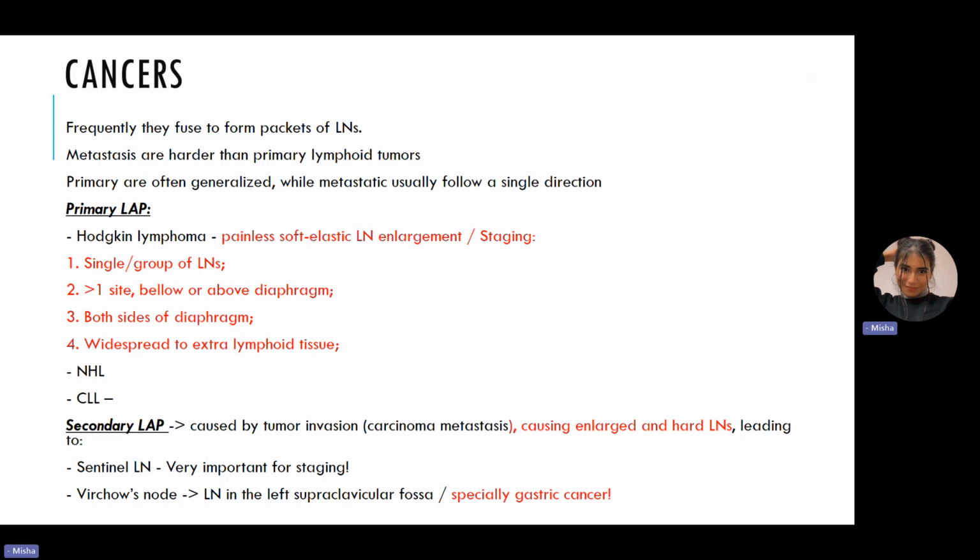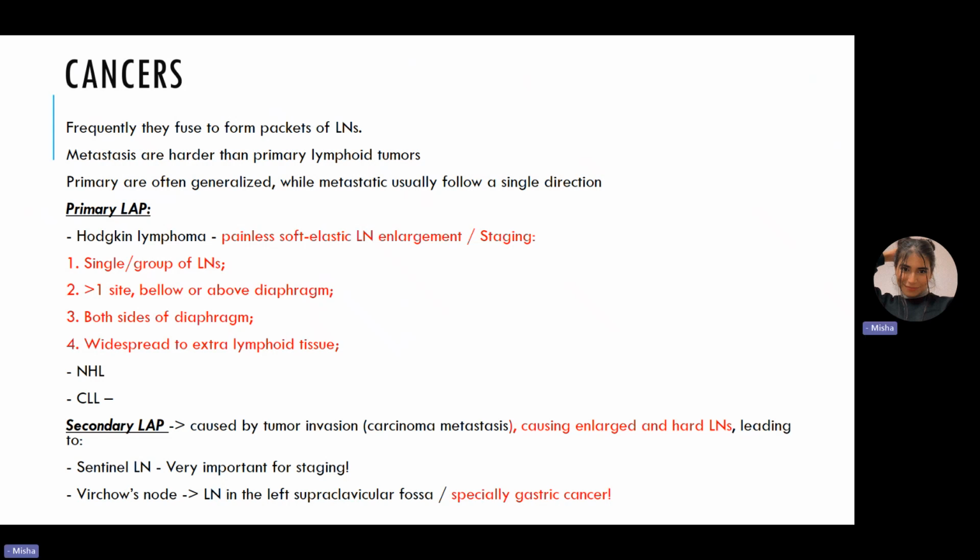And in metastasis, the lymph nodes become much harder than in the case of primary lymphoid disease. Primary are often generalized, like when there's a primary infection, for example, if we're talking about Hodgkin's lymphoma, as I've given an example over here, those are often generalized, while when we're talking about metastatic, they are often in a single direction, which we know here. What I'm talking about is basically the sentinel lymph nodes, right?